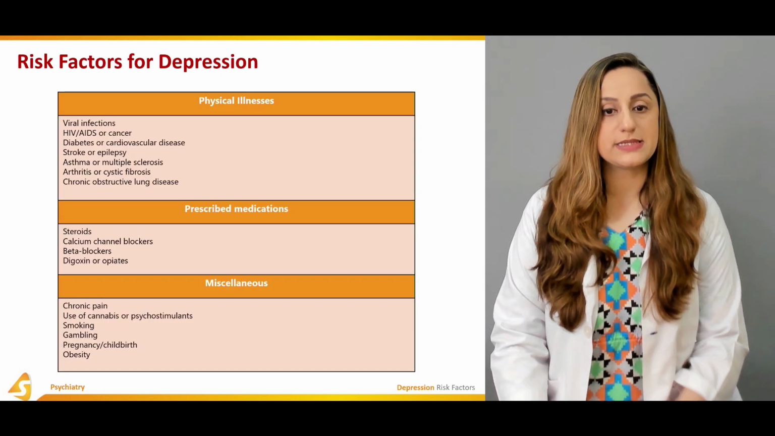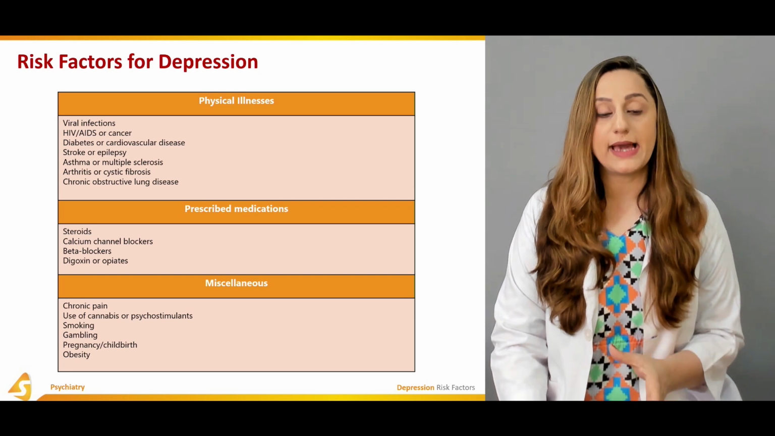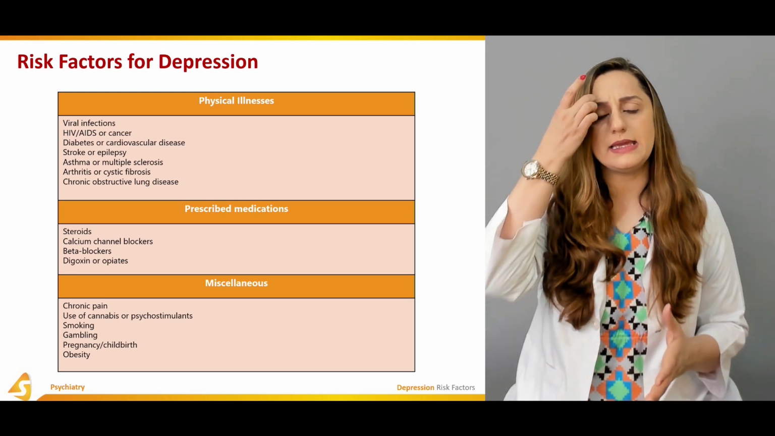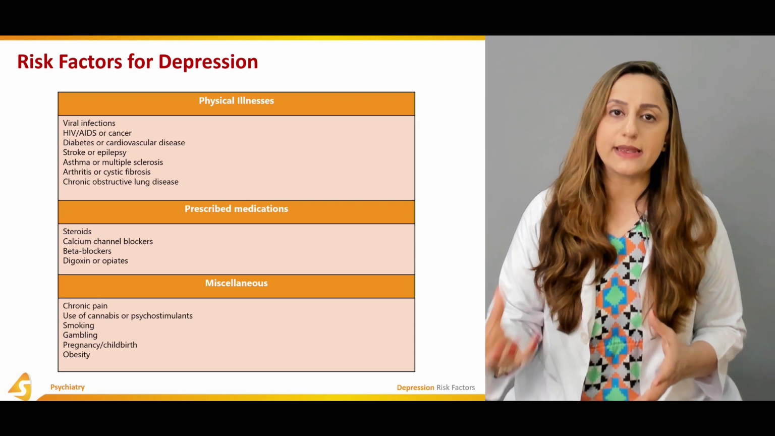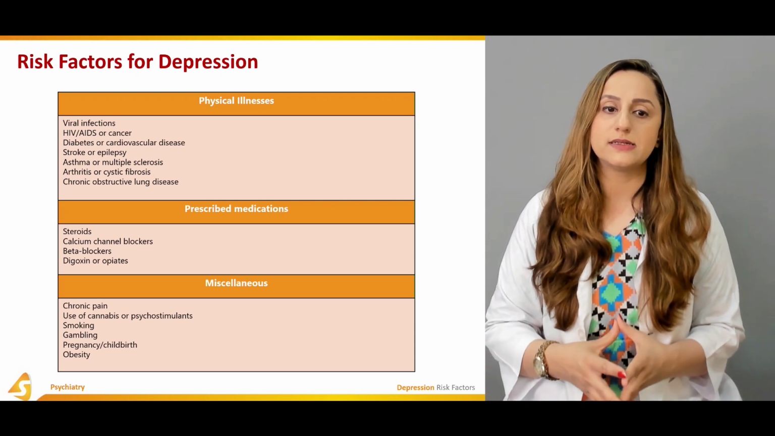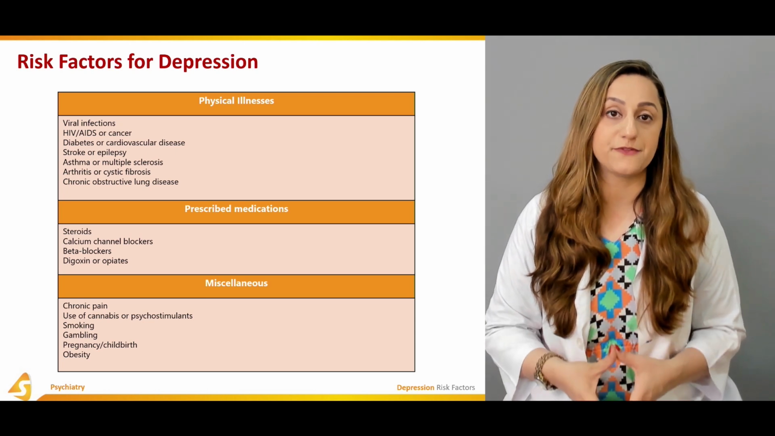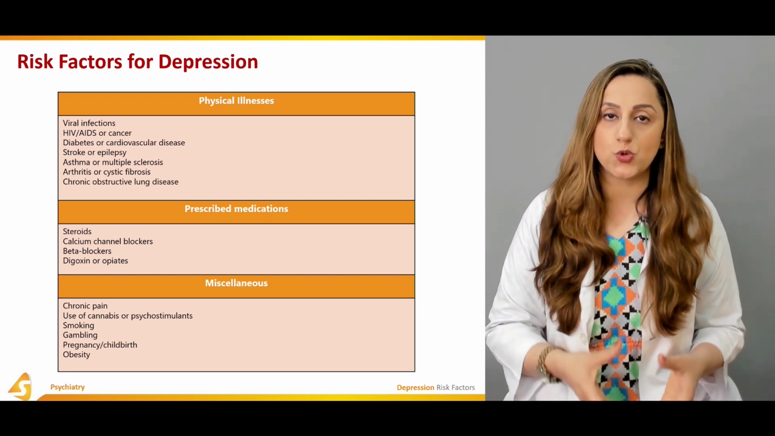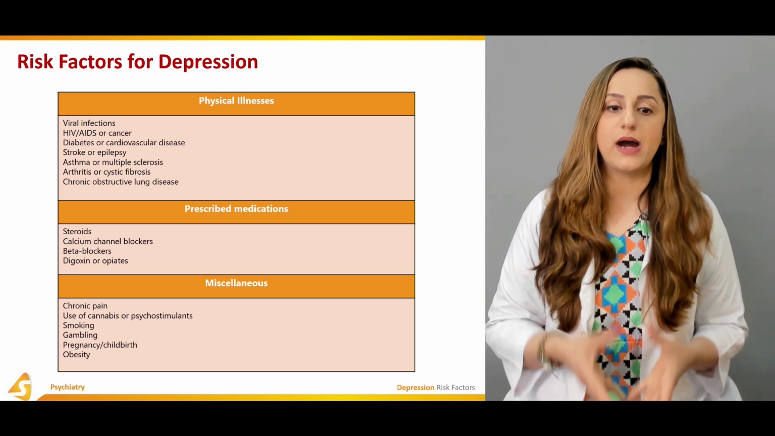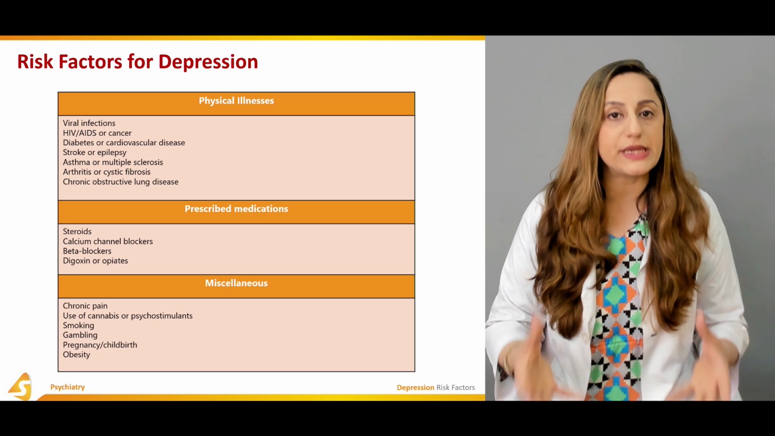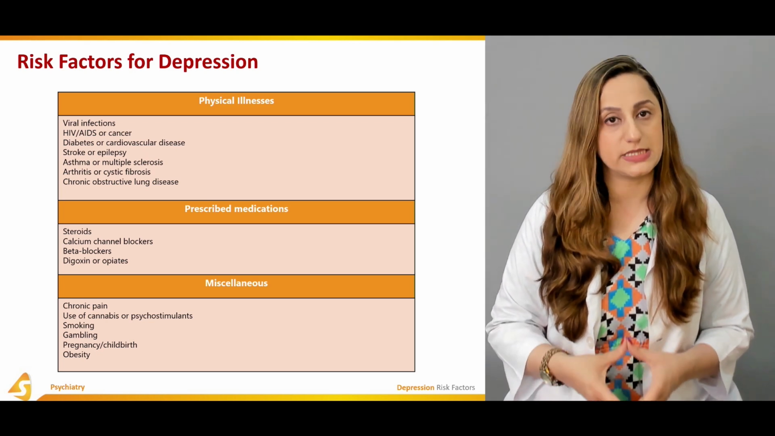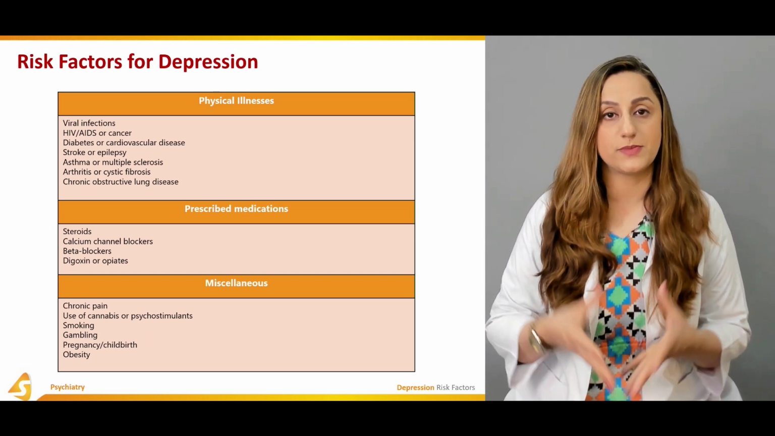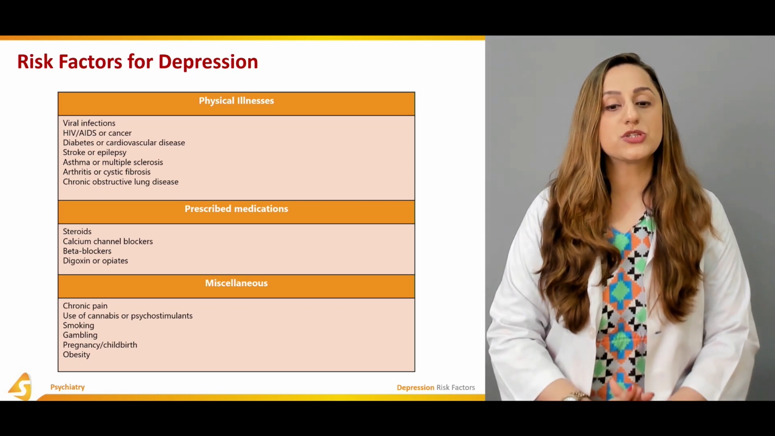People suffering from viral infections, HIV or cancer, terminal illnesses, basically suffer depressive episodes because they are uncertain about their future. That highlights the fact that their terminal illness is the basic cause for their depressive episode. Then diabetes, cardiovascular diseases, stroke or epilepsy, arthritis or cystic fibrosis, which are basically chronic illnesses, and then chronic obstructive lung diseases. All of these illnesses are quite debilitating for the individual himself, and he's going to suffer from a depressive episode finally.